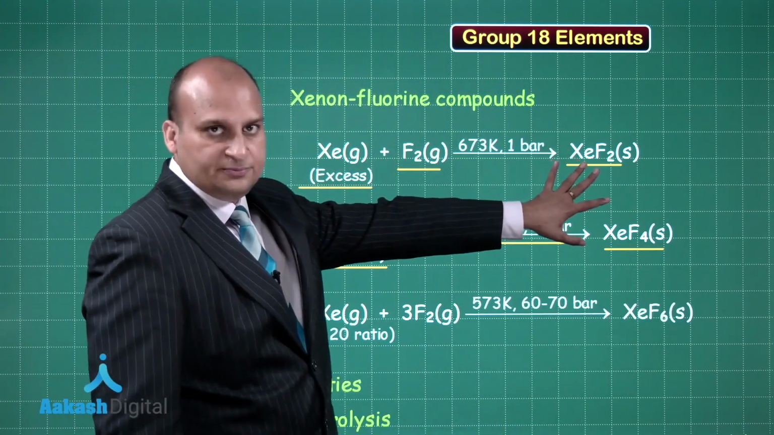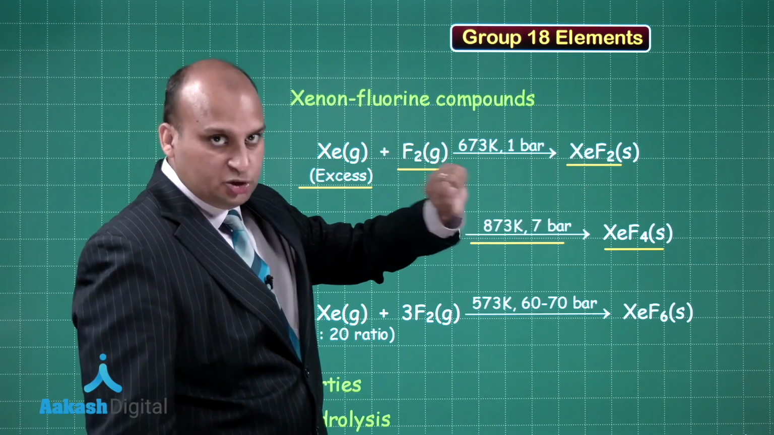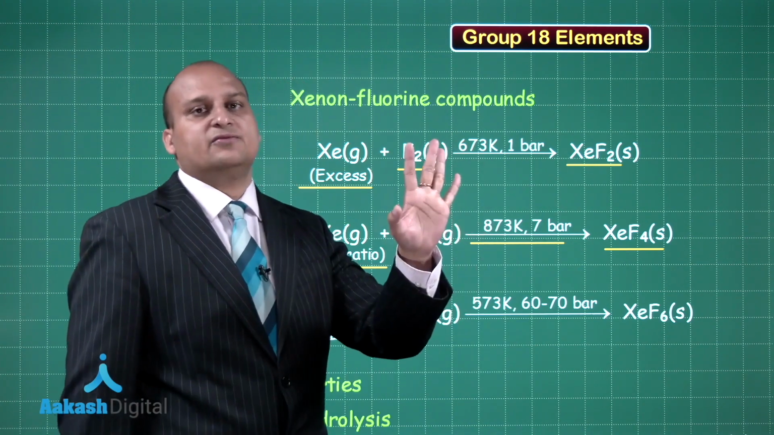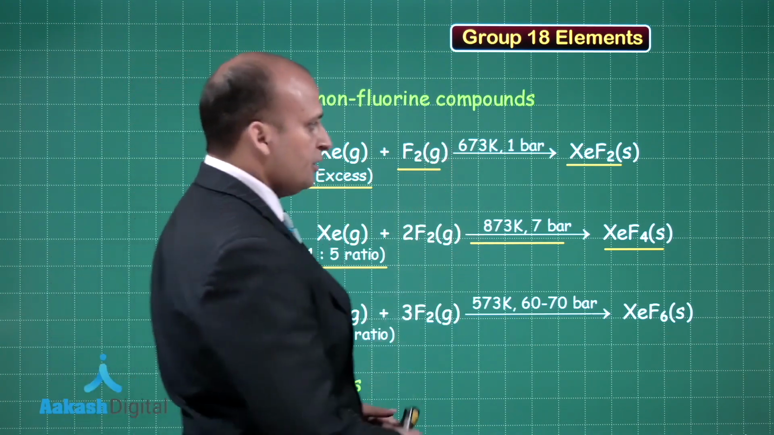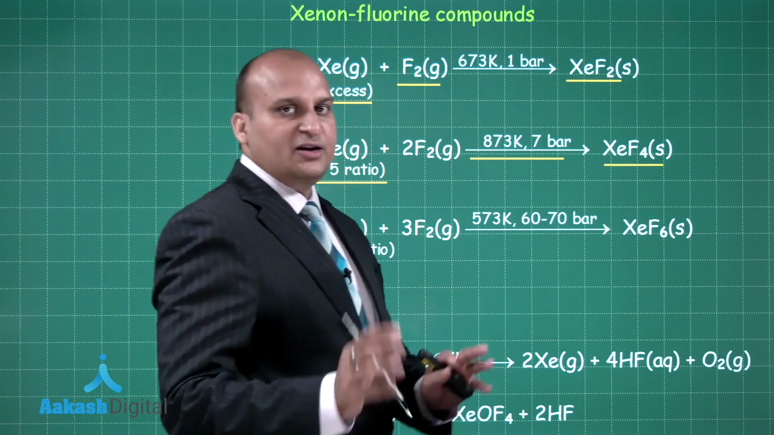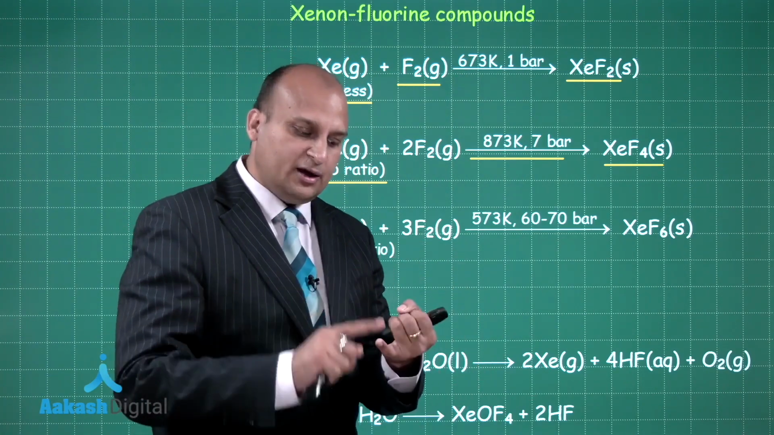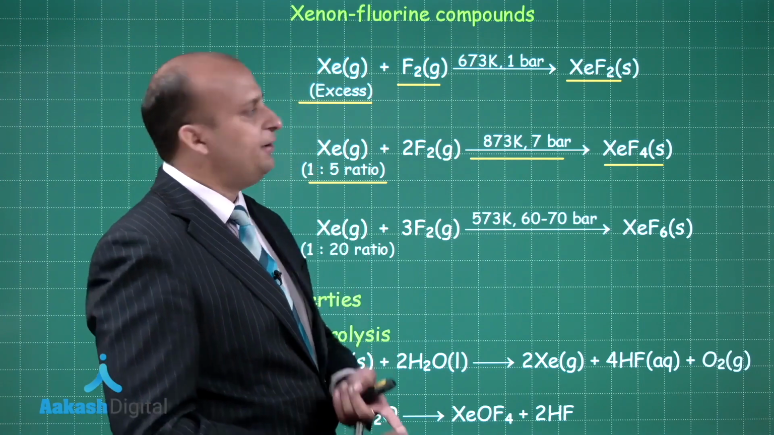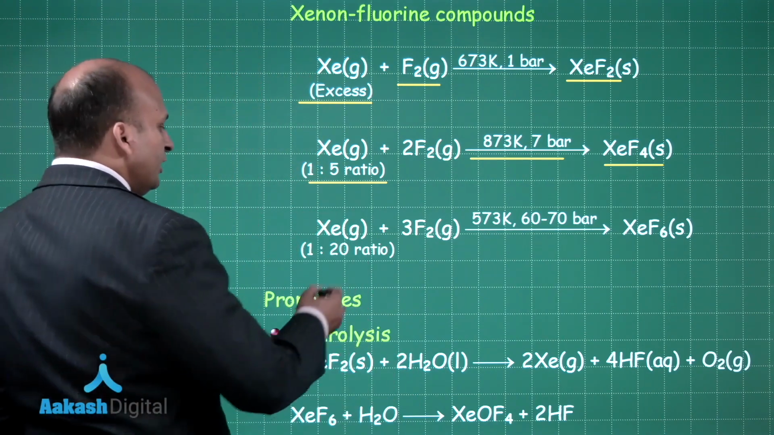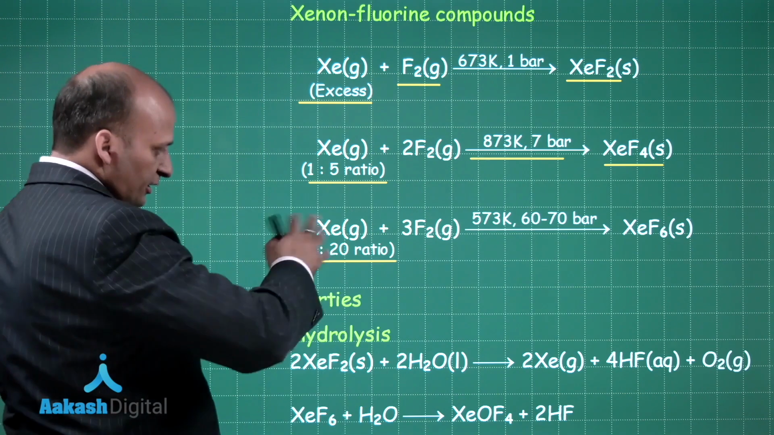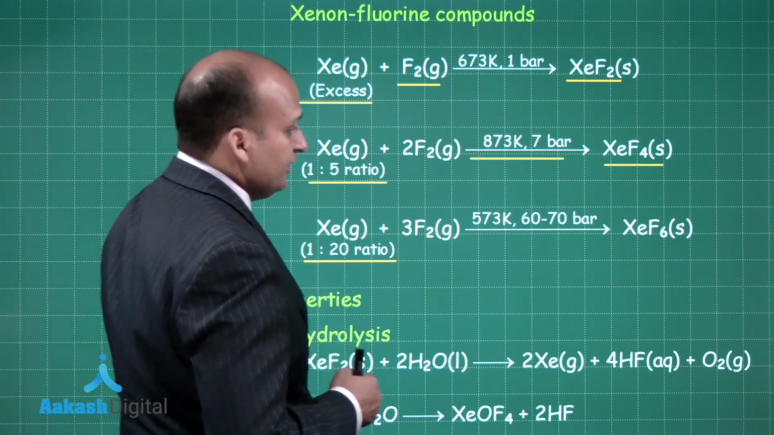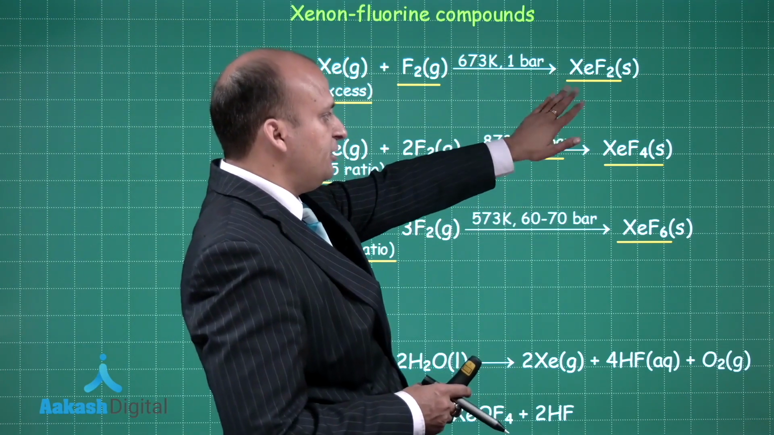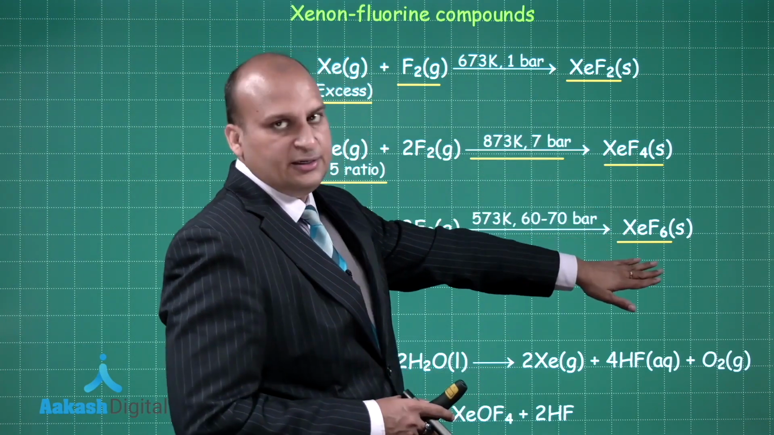The hybridization, number of lone pairs, geometry, shape, all are important for all the xenon fluorine compounds that you get. Make it necessary that wherever you are writing a xenon fluorine compound, you are writing the hybridization, the geometry, the shape, and the number of lone pairs. Okay, now let's go ahead. If you increase the fluorine in 1:20 ratio, you will get XeF6. XeF2: sp3d hybridization, XeF4: sp3d2, XeF6: sp3d3.